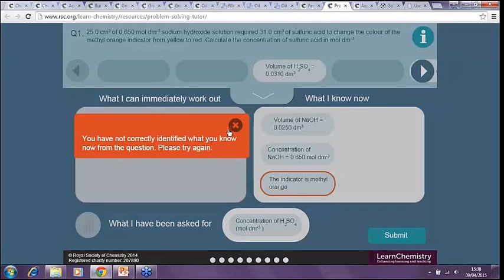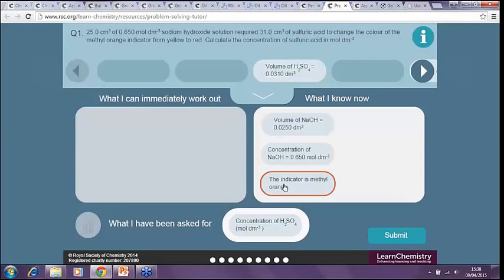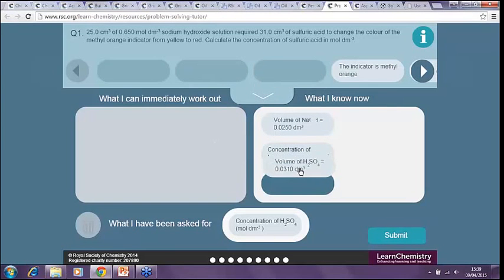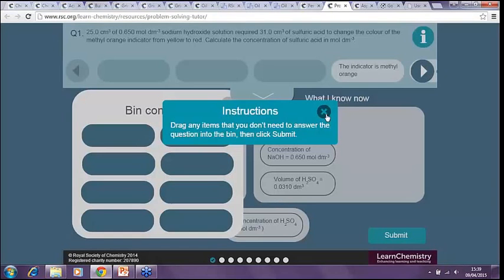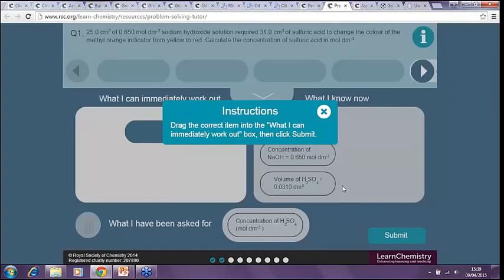So I know that. I'm going to submit it. Okay, it's telling me that I'm wrong, but it's not just going to leave it at that. It's going to tell me a little bit about why I'm wrong. The idea is it's a tutor, it's a tutorial, it's working you through it step by step. It's not a right or wrong tick cross, you scored 4 out of 8. It's not going to be like that. So it's telling me I've put information into the what I know now that isn't going to be used to answer the question. So while I was right that I do know the indicator is methyl orange, it's not relevant to answering the question. So I'm going to drag over the relevant information. And then it's going to ask me to put the irrelevant information in the bin. So I can pop that in there.